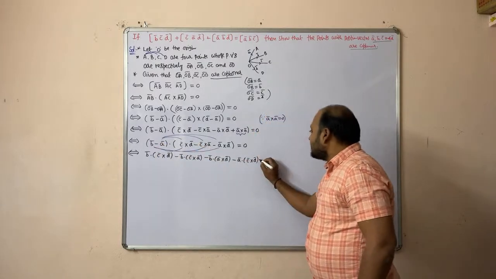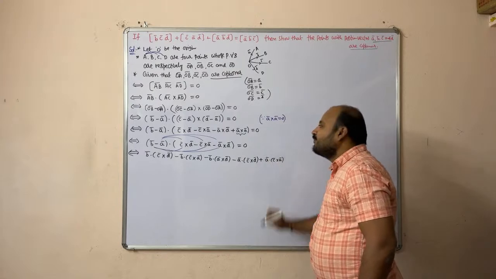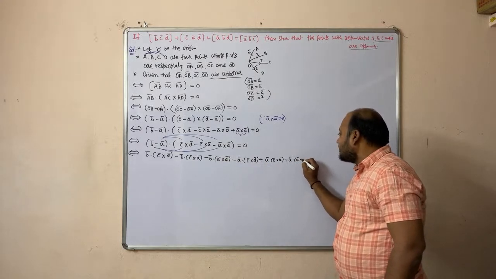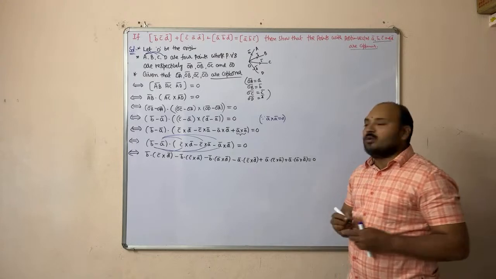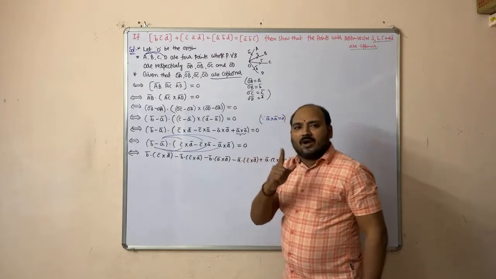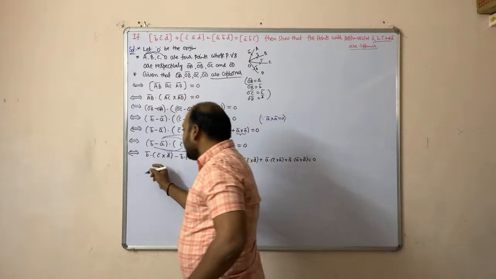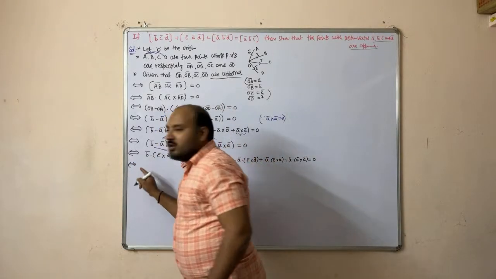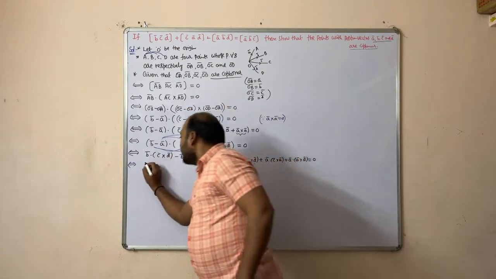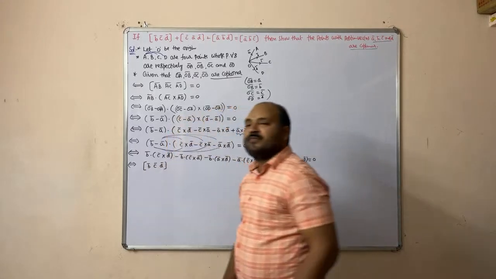Minus into minus plus A bar dot C bar cross A bar. Minus into minus plus A bar dot A bar cross D bar is equal to 0. I already said in the previous question, the dot and cross can be written as the box of those vectors. So the first term can be written as B bar dot C bar cross D bar, which means the box of B bar, C bar, D bar.